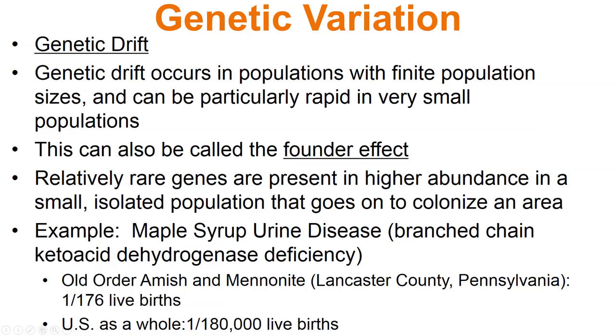But in the Old Order Amish and Mennonite populations in Lancaster County in Pennsylvania, this is an example where you see the founder effect. The incidence of maple syrup urine disease is about 1 in 176 live births, very, very high. There are a number of other genetic diseases in that particular population that are very rare in the rest of the world, but happen to be a high incidence in that particular population. And that's just one population I've chosen. There are others as well. Okay.